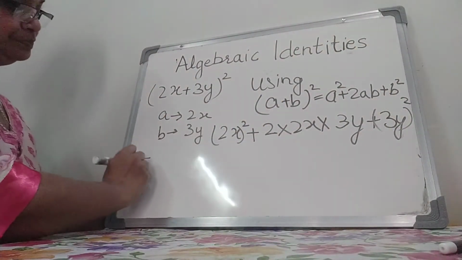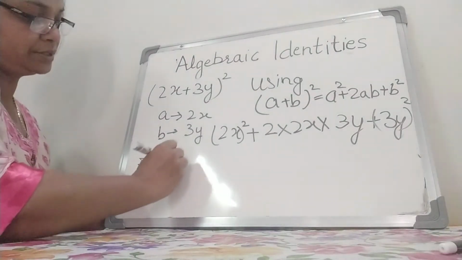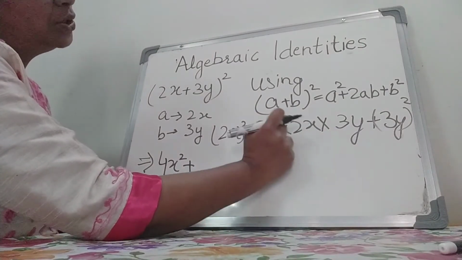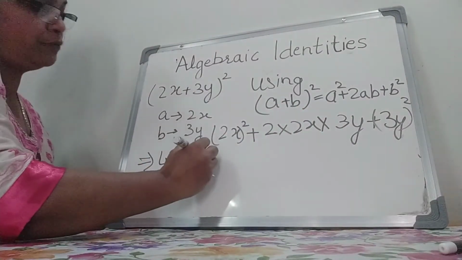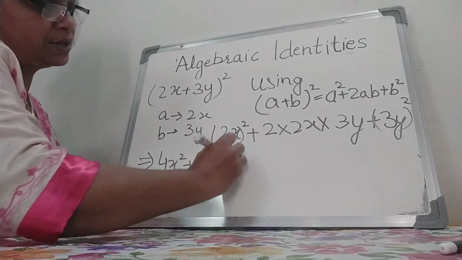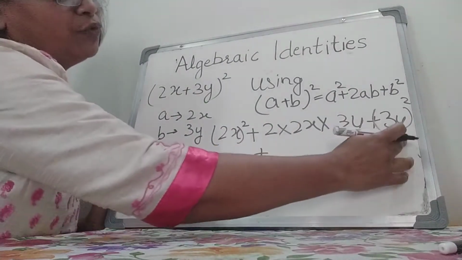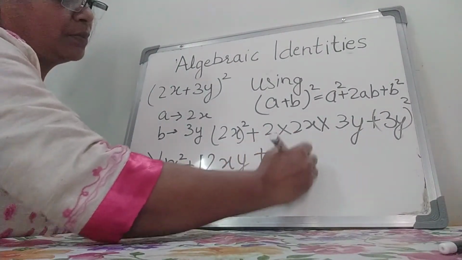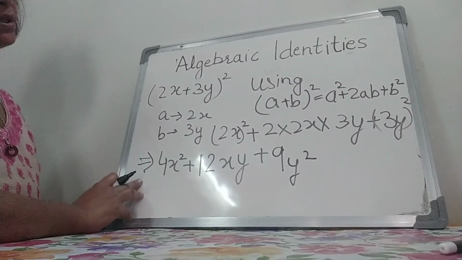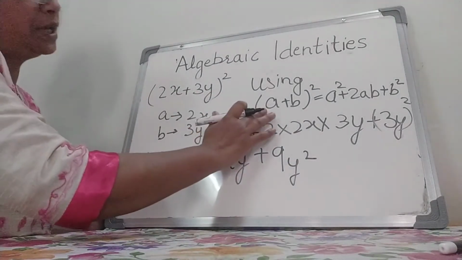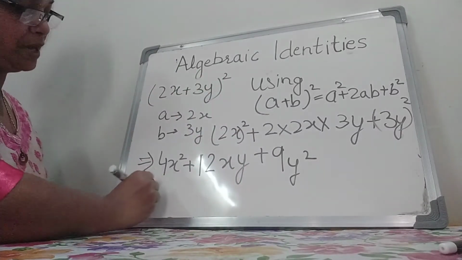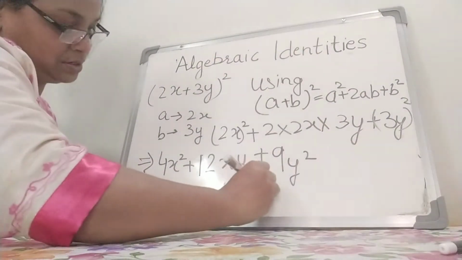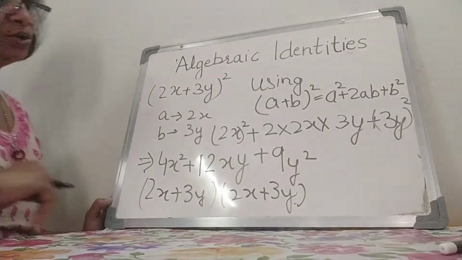It will be equal to 4x², plus, we'll multiply all these as we did earlier, 2 into 2 is 4, 4 into 3 is 12, 12xy, plus (3y) whole square, which means 9y². So this will be the answer. You will do it like this, using this identity, not by actually multiplying these two binomials, as we did earlier.